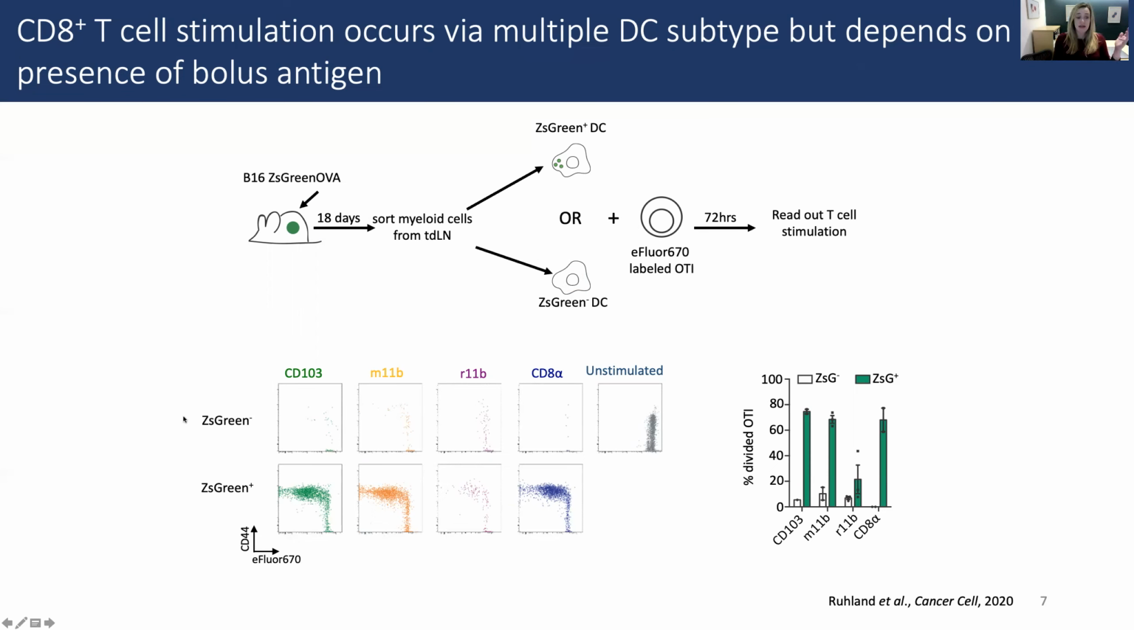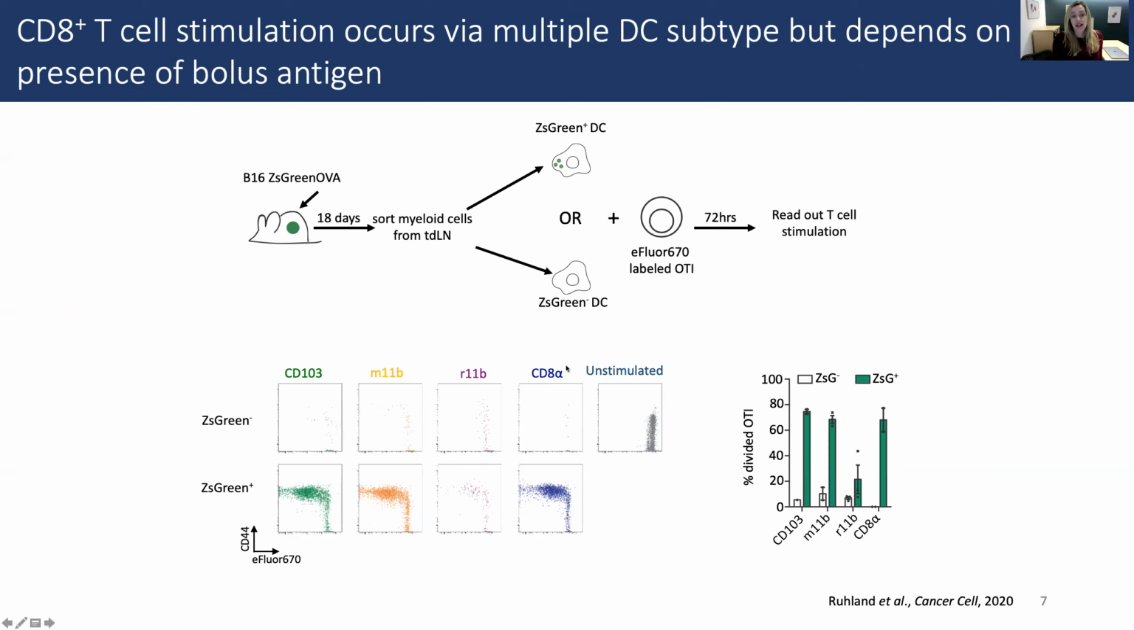So in the case of sorting ZsGreen negative cells, these cells don't have antigen because they don't have ZsGreen, which is marking the ova. And you see that there is no stim, so similar to an unstimulated OT1. But when you sort out the ZsGreen positive DCs, you get what you expect in the case of CD103s, in that these are proficient primers of OT1 T cells. You get lots of proliferation in these co-cultures, but surprisingly, we saw very efficient stimulation of OT1s by both M11Bs and CD8 alpha resident cDC1s.